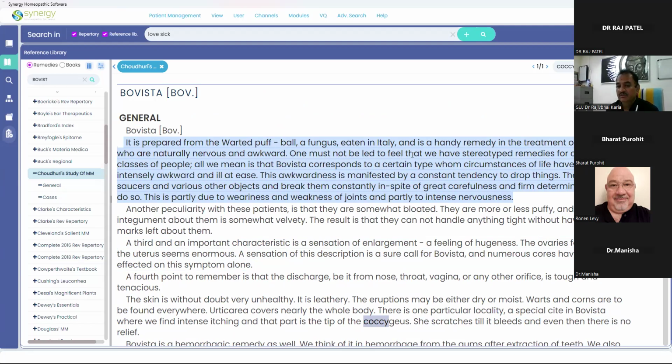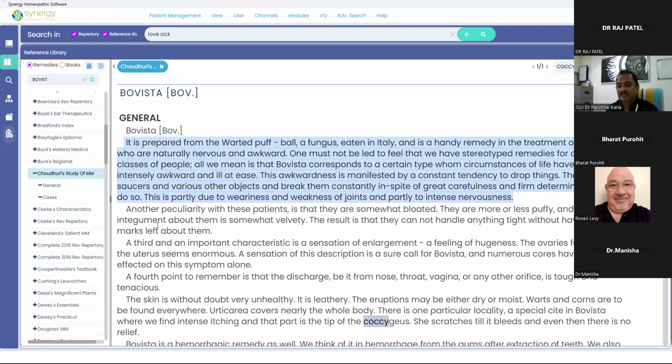One must not be led to feel that we have a stereotyped remedy for a certain class of people. All we mean is that Bovista corresponds to a certain type whom circumstances of life have made intensely awkward and ill at ease. This awkwardness is manifest by a constant tendency to drop things, like Apis, Natrum mur, Bovista. They drop cups, saucers, and various other objects and break them constantly in spite of great carefulness and firm determination not to do so. This is partly due to weariness and weakness of joints and partly to intense nervousness. My God, क्या लिखता है?